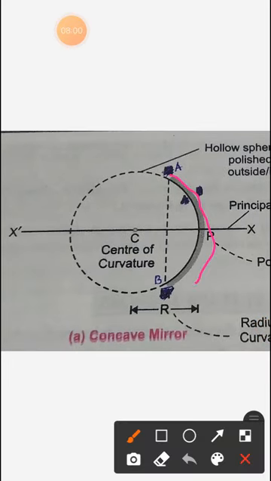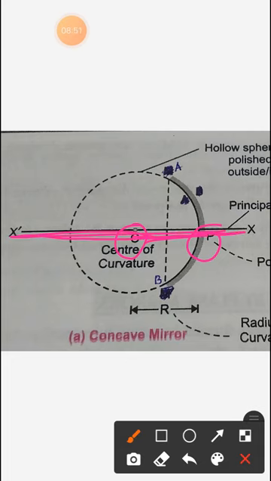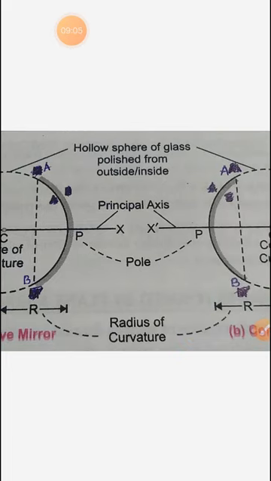AB is the concave mirror, C is the center of curvature and P is the pole. CP is called the radius of curvature. The diameter AB is called the aperture of the concave mirror. The distance PC is the radius of curvature, and the straight line passing through the points C and P is called the principal axis, that is XX dash. So XX dash is called the principal axis, and you can see it in the figure.